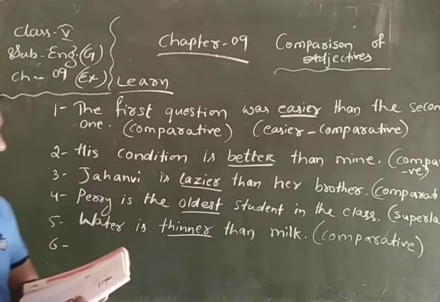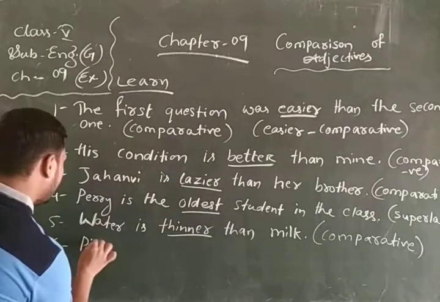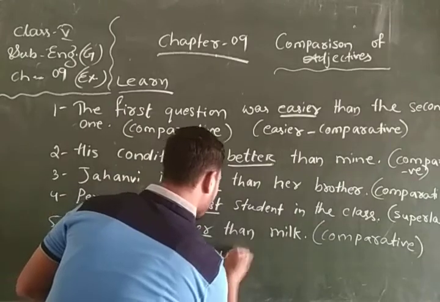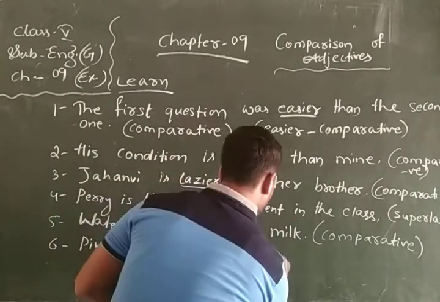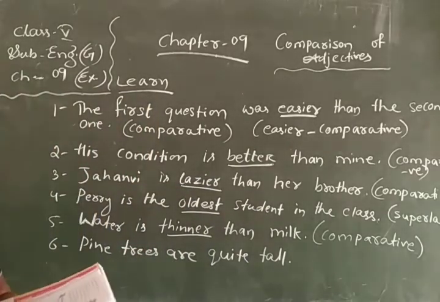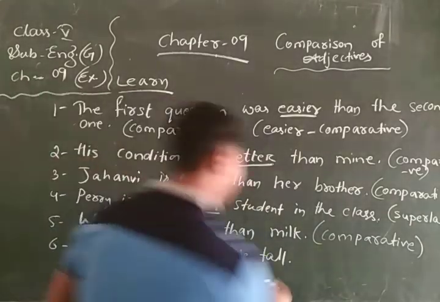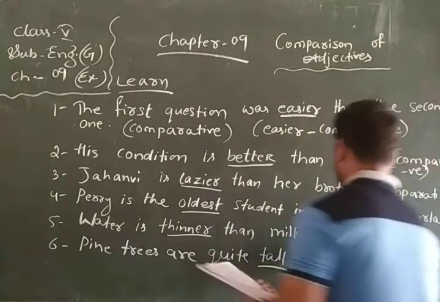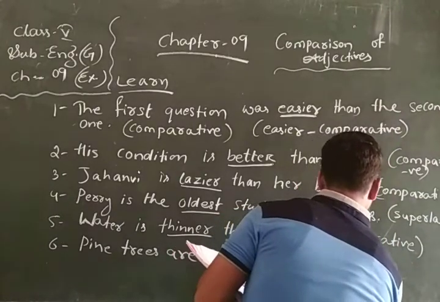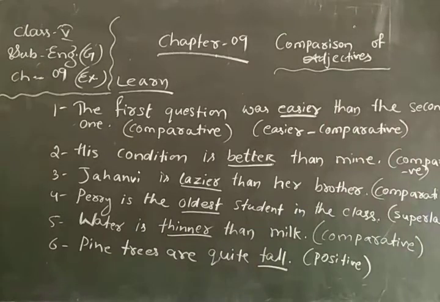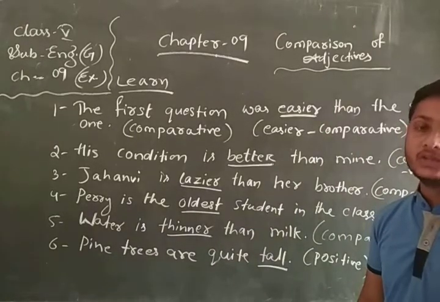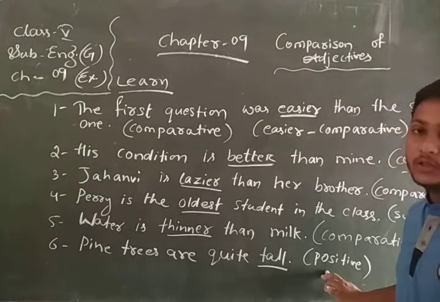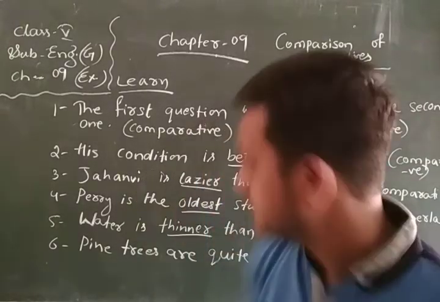Number 6, pine trees are quite tall. Here tall is the modifier, and it is the positive form, because the comparative form of tall is taller and the superlative form of tall is tallest. So tall is in the positive form. Next, we move on.